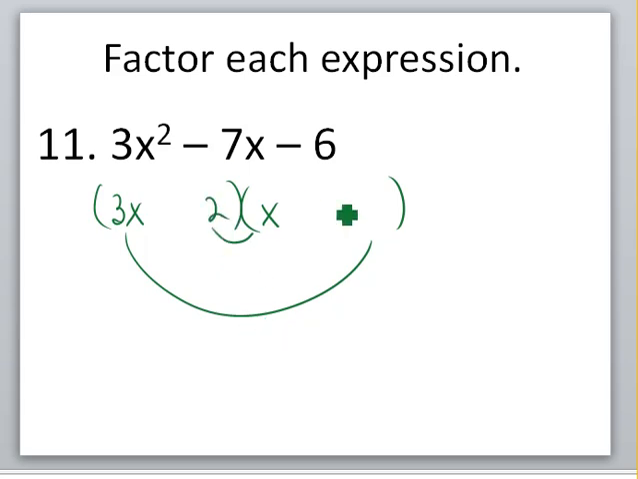I'll try 2 and 3, so that gives me 2x and a 9x. I need a negative 7, so if I have a negative 9 and a positive 2, that gives me a negative 7, as well as a negative sum behind here because I have a positive times a negative.